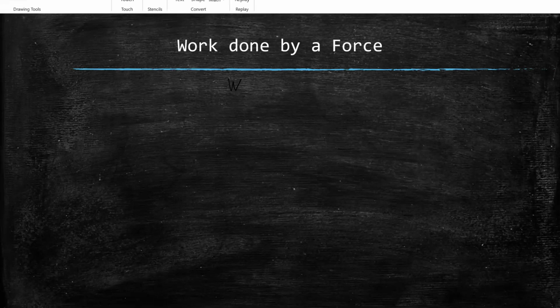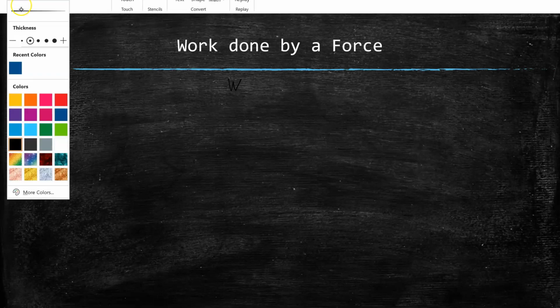What exactly is work? Work is a concept from physics that captures the difference between moving a 10 kilogram object 10 meters and moving a 5 kilogram object, or since I drew it bigger, let's make it a 15 kilogram object, 10 meters.